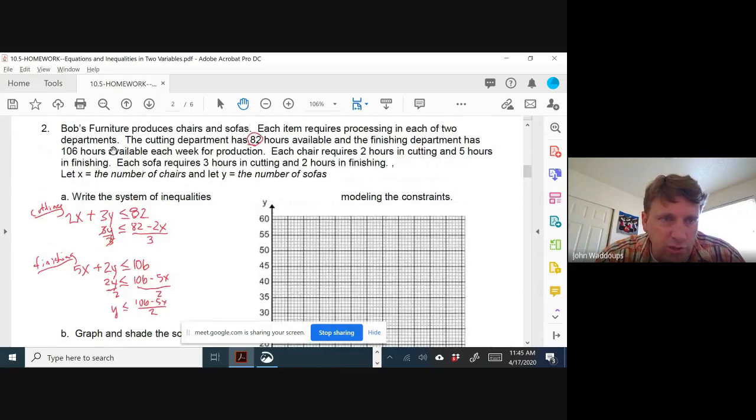Just want to go back and make sure that I have read the whole problem and put everything in here that I need to. The cutting department, 82 hours, use that. Finishing department has 106 hours available each week for production, also use that. Each chair requires 2 hours in cutting, that's the 2x. 5 hours in finishing, that's the 5x. Each sofa requires 3 hours in cutting, that's the 3y, and 2 hours in finishing, and that's the 2y. So those are our two inequalities that are our constraints for this.